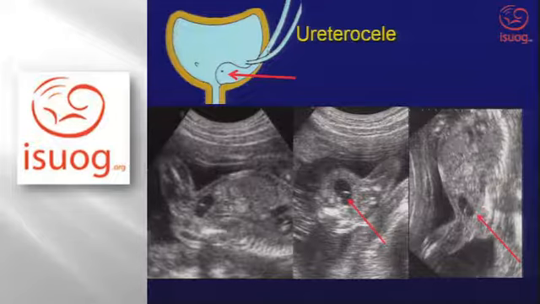And ureterocele is something that you see almost exclusively in duplex kidney, although it can happen with other malformations as well, such as multicystic dysplastic kidney.